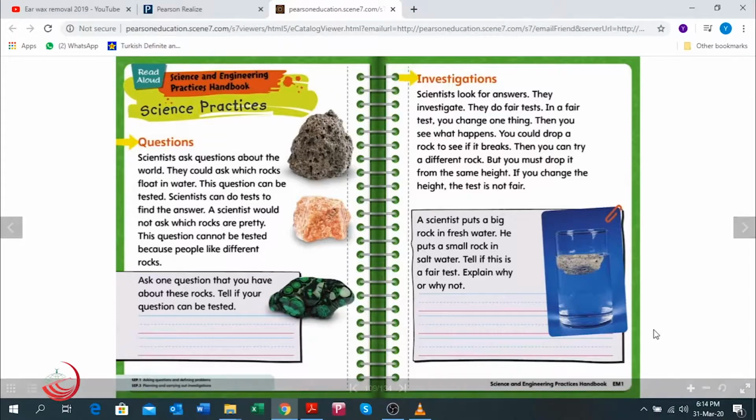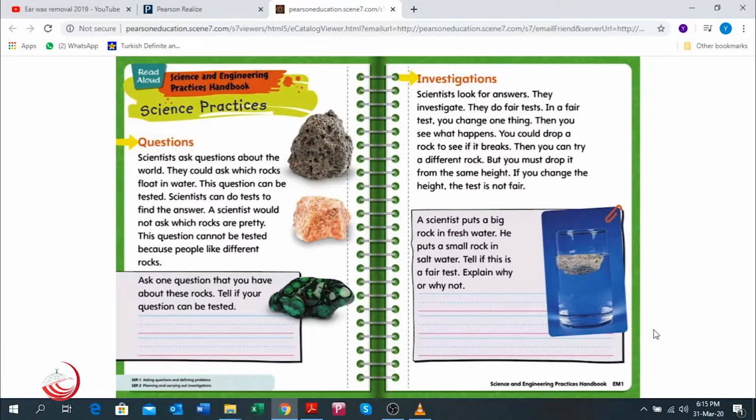Ask one question that you have about these rocks. Tell if your question can be tested. So they already asked two questions. Can they float or not? Are they pretty or not? One of them can be tested, the other one cannot be tested. So I want you to tell me a third question and you tell me if it can be tested or not.